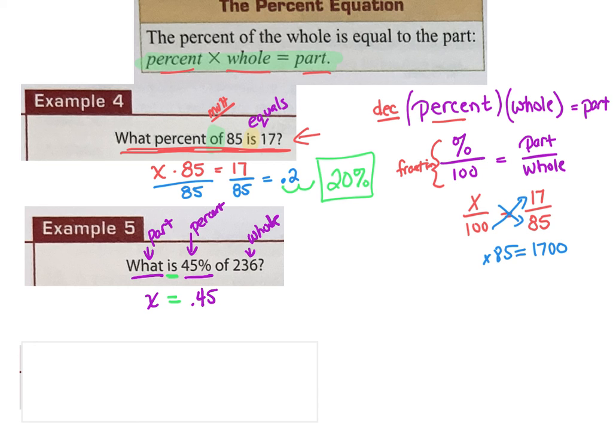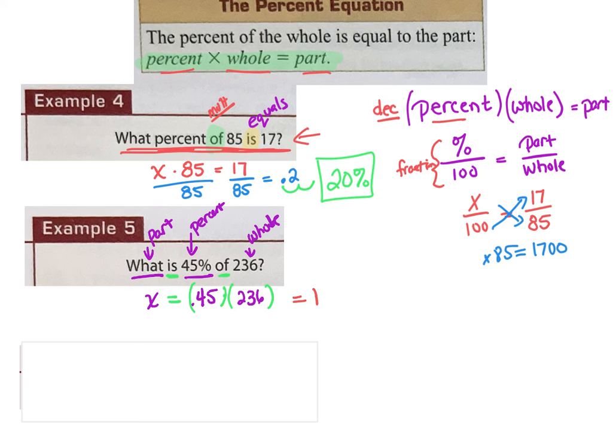And then "of." What is "of"? That is multiplication. So I'm actually going to do this so that we don't confuse decimals and multiplication. And then I'm going to put my whole there, 236. Now my x is already on one side of the equation by itself. So how do I solve for x? I just multiply 0.45 times 236.